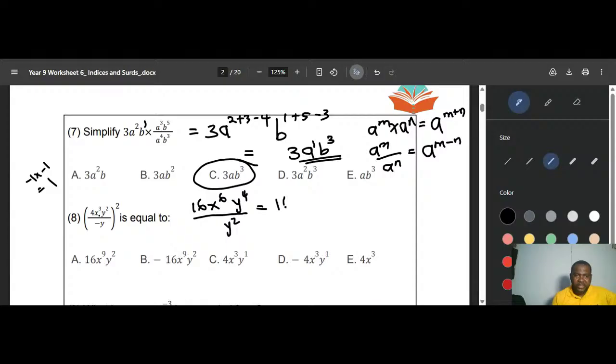So this will now be 16x^6 y raised to power 4 minus 2. That means 16x^6 y^2. The answer is not here. So this is the answer.